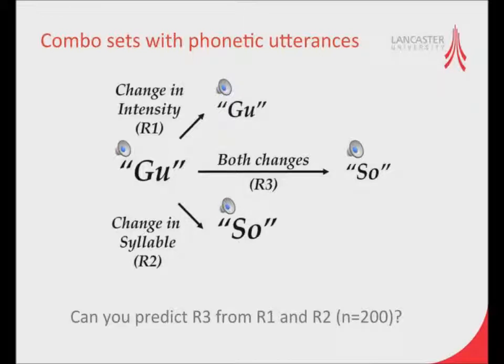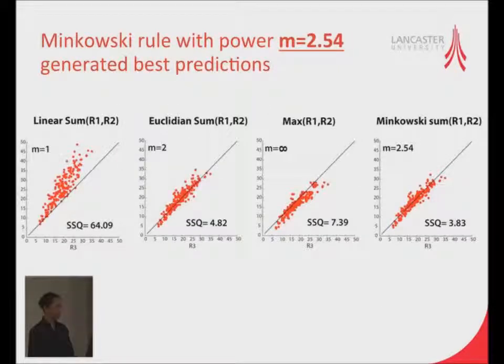And an example of a combination set in this experiment would be something like this. Gu. Gu. Intensity change. Gu. So. Syllable change. Gu. So. Okay, and it's the same type of analysis. So how do R1 and R2 need to be combined in order to generate the best predictions? And in this case, it's with a Minkowski value of 2.54. So it's consistently between 2.5 and 3, which is quite cool.